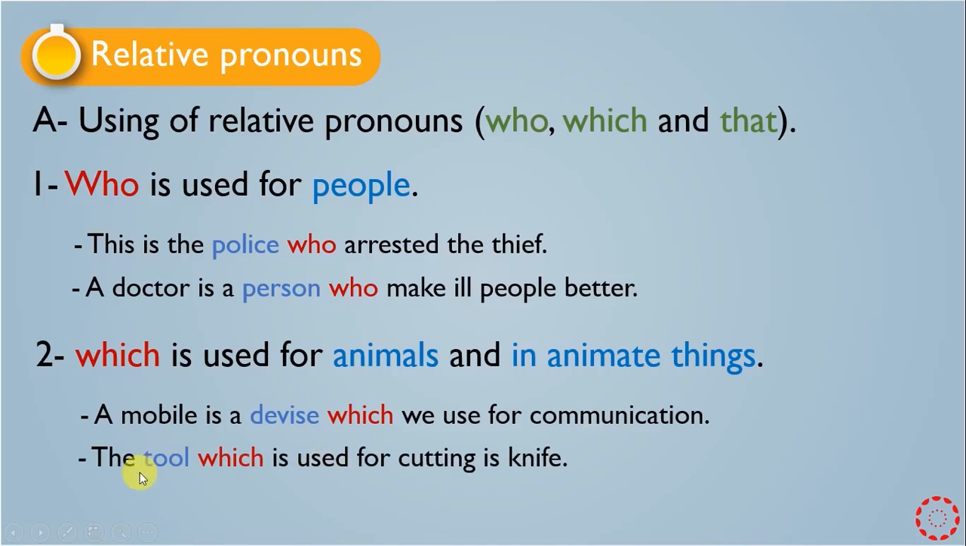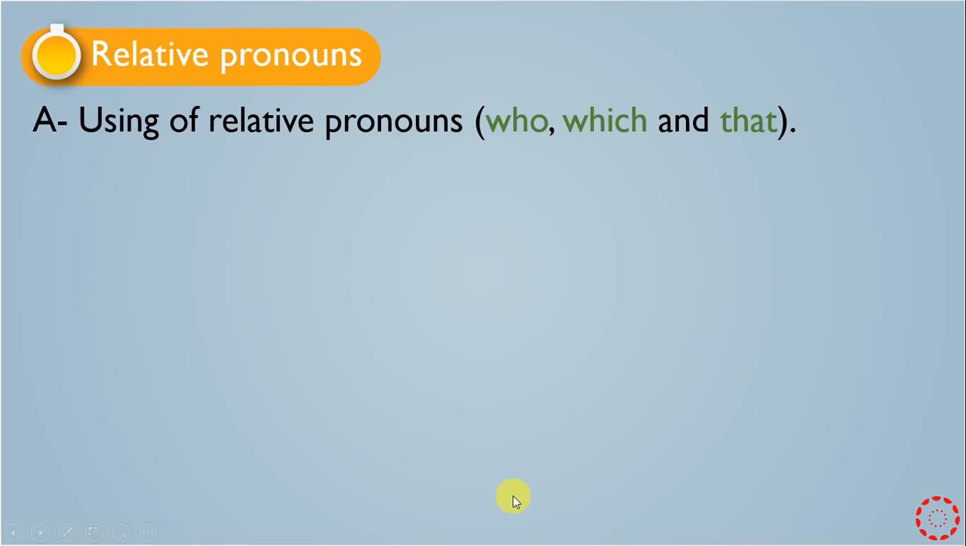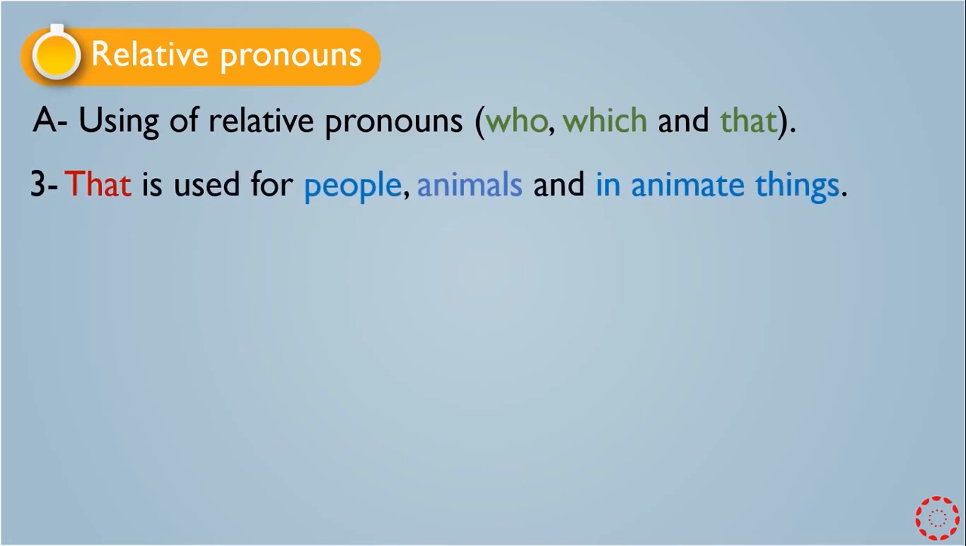Another example: the tool which is used for cutting is a knife. The third one is "that". That is used for people, animals, and inanimate things. Look at these examples. The first one: there are a lot of things that we don't know.